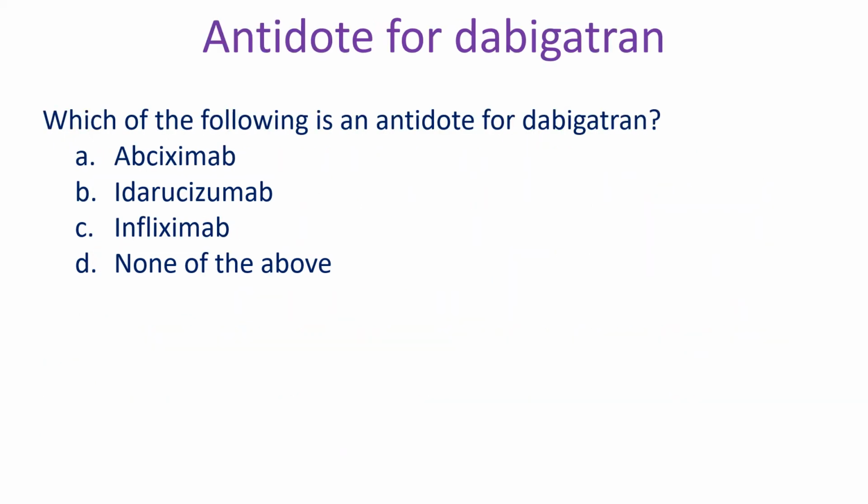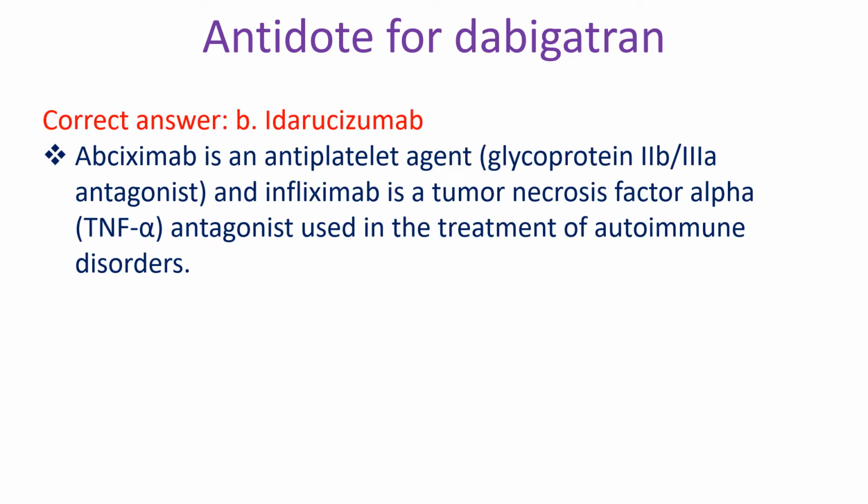Which of the following is an antidote for dabigatran? A. Abciximab, B. Idarucizumab, C. Infliximab, D. None of the above. Correct answer B. Idarucizumab. Abciximab is a glycoprotein 2b3 antagonist and infliximab is a TNF-alpha antagonist used in the treatment of autoimmune disorders.